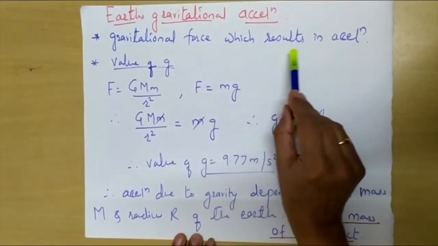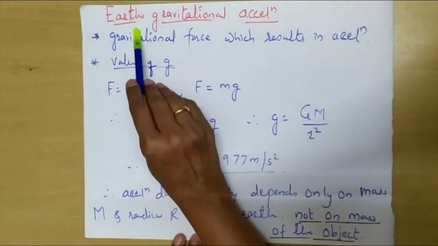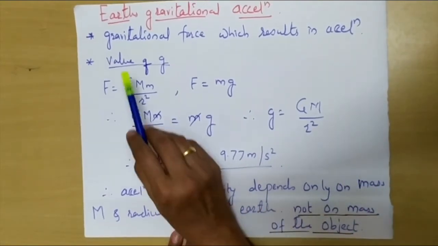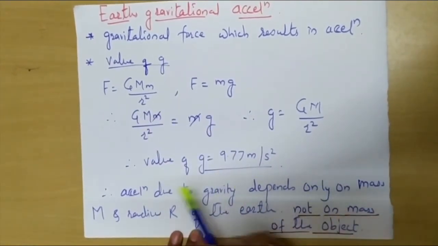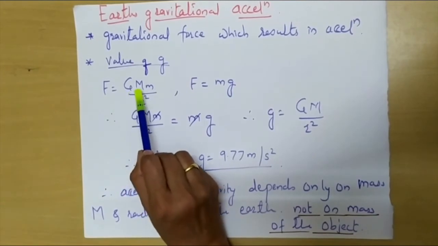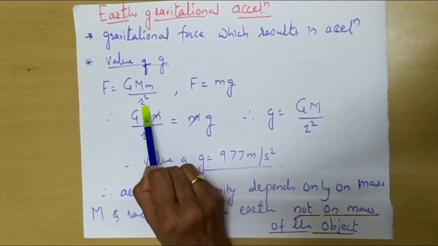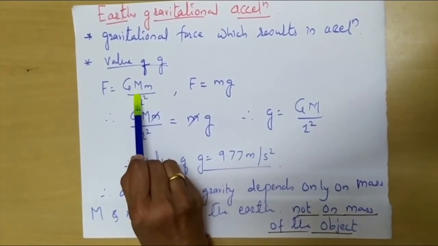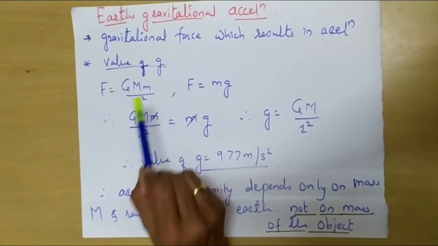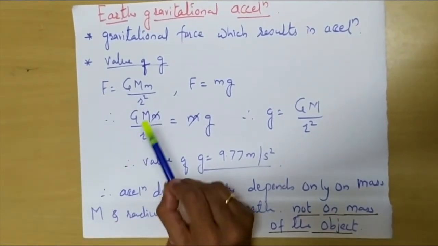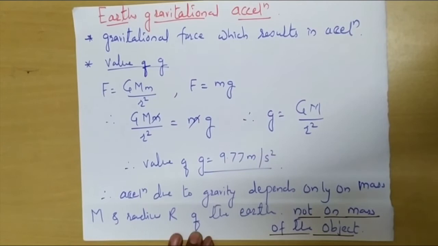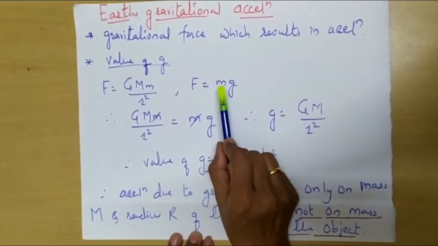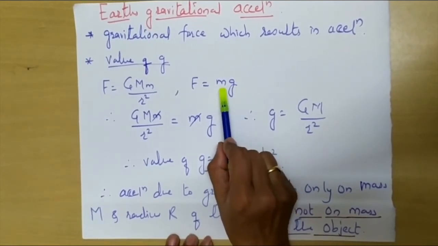Now let us see Earth's gravitational acceleration. Gravitational force which results in acceleration is called Earth's gravitational acceleration. Now how to calculate this value of g? Let us consider the first formula. Force is equal to G capital M into small m upon R square, where G is the gravitational constant, M is the mass of the Earth, small m is the mass of the planet or the object, and R square is the distance between the two objects. Then the other formula for force is mass into gravity, that is mg.